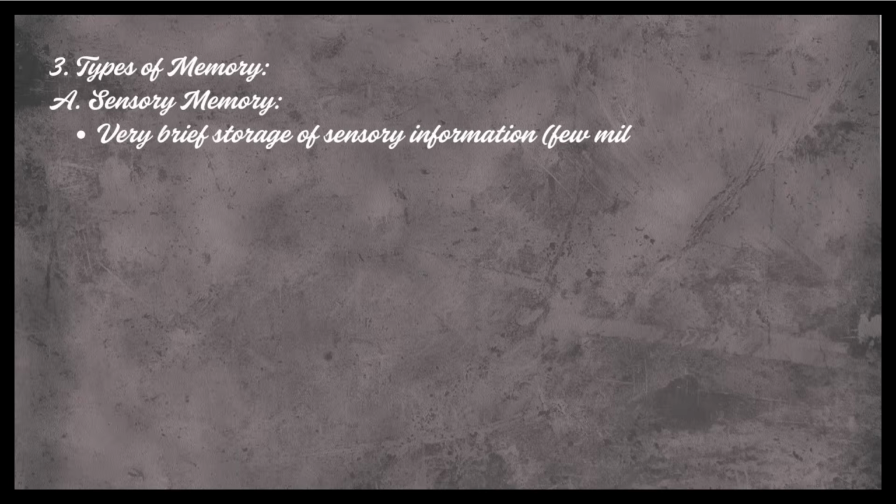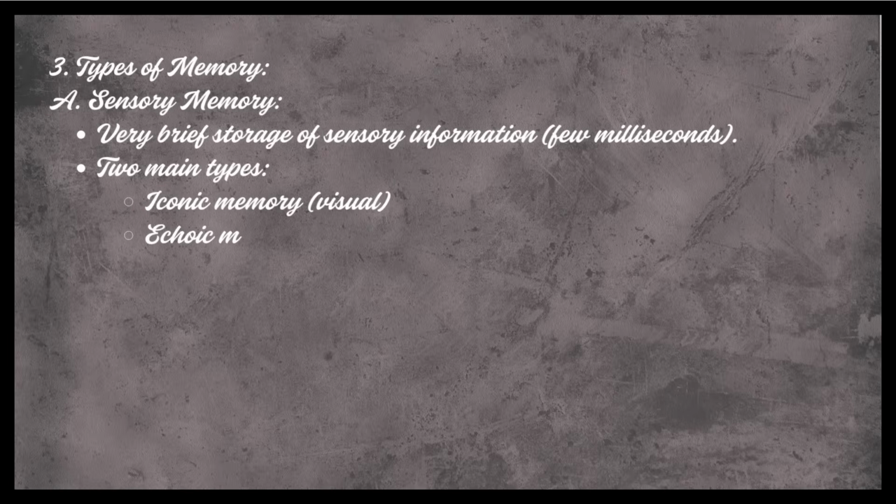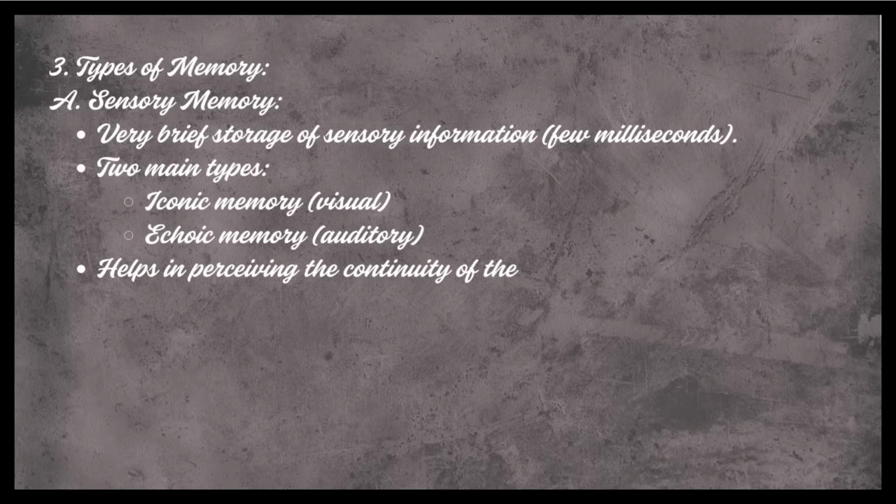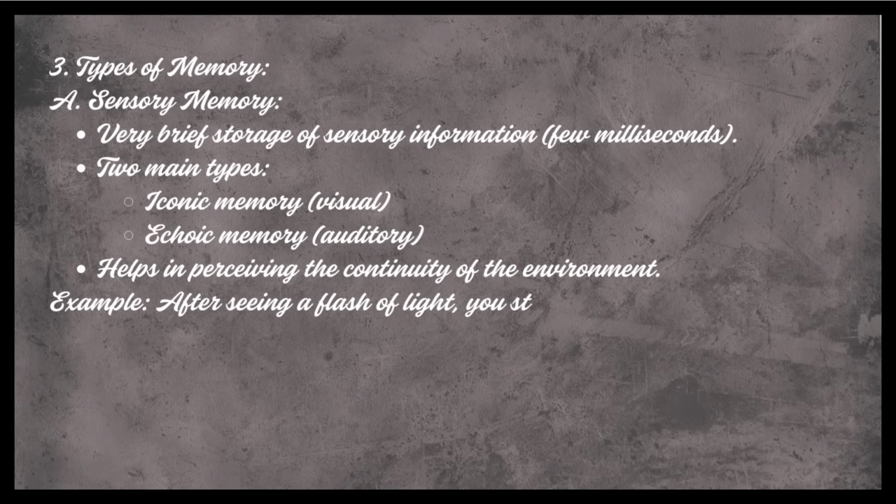3. Types of memory. A. Sensory memory. Very brief storage of sensory information, a few milliseconds. 2 main types: iconic memory, visual; echoic memory, auditory. It helps in perceiving the continuity of the environment. Example: after seeing a flash of light, you still see it for a moment.